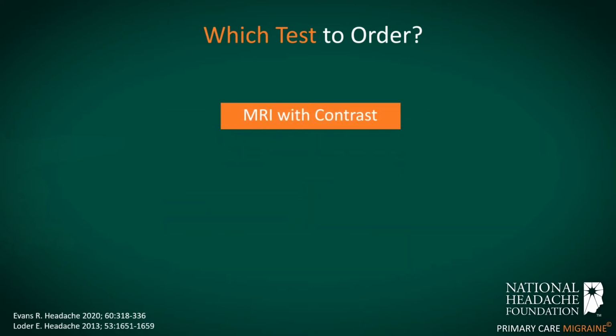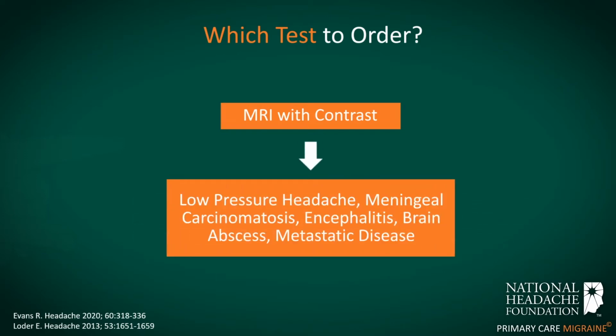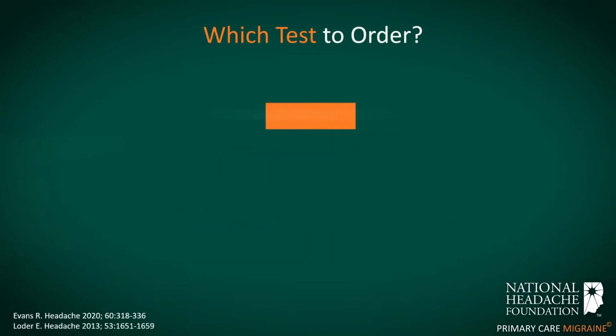An MRI with contrast is used when you are considering very specific headache disorders, such as low-pressure headache syndromes, meningeal carcinomatosis, encephalitis, and brain abscess. It should also be utilized in a person with known systemic cancer to exclude metastatic disease. It is more sensitive for picking up small metastases than a non-contrast MRI.